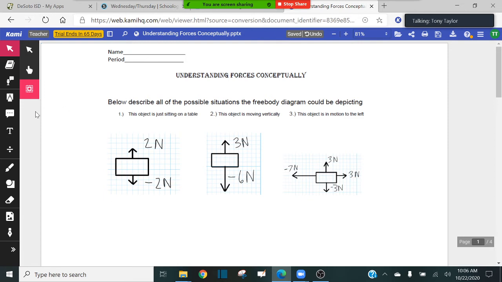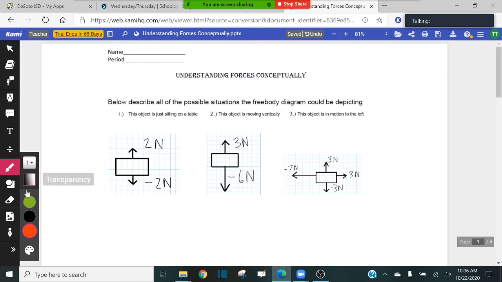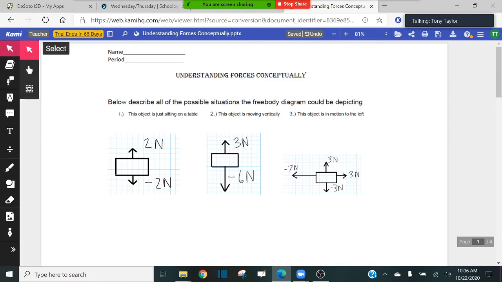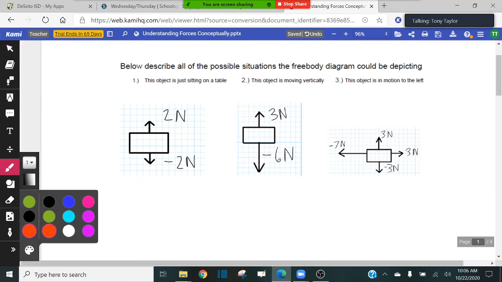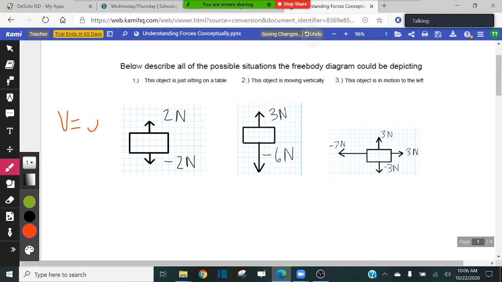Let's look at number one. Now, number one is actually easy. It's actually easier than number three. Because look, number one says, this object is just sitting on a table. If it's sitting on a table, by definition, the object's at rest. So if it's at rest, the velocity is just zero. It's neither positive nor negative. You literally have zero velocity.